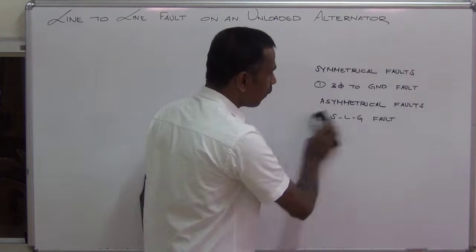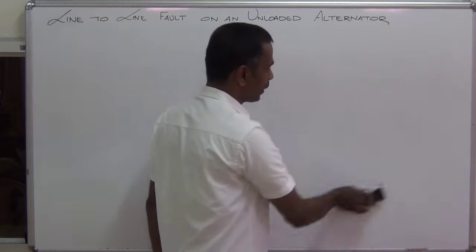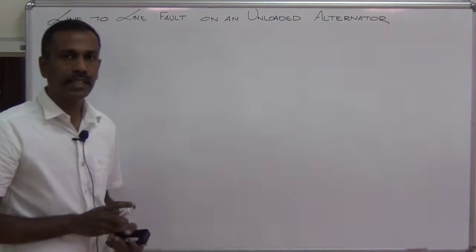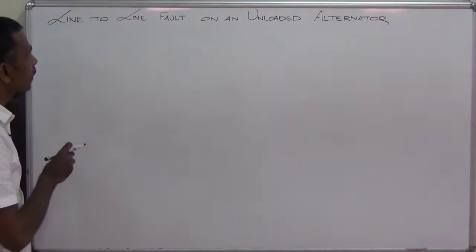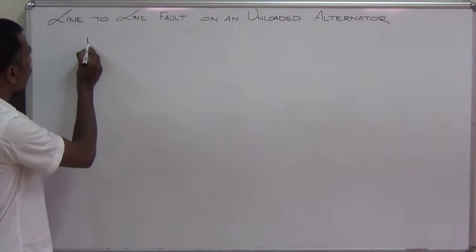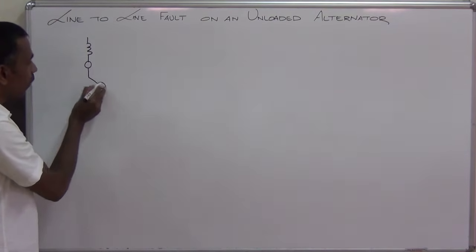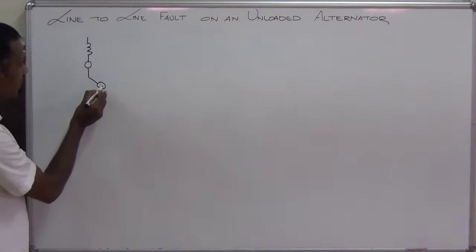For the analysis of line-to-line fault, we will use the symmetrical component transformation, or we will be using the sequence networks. Let me draw the equivalent circuit of an alternator. In the equivalent circuit, we have a voltage source in series with an impedance.